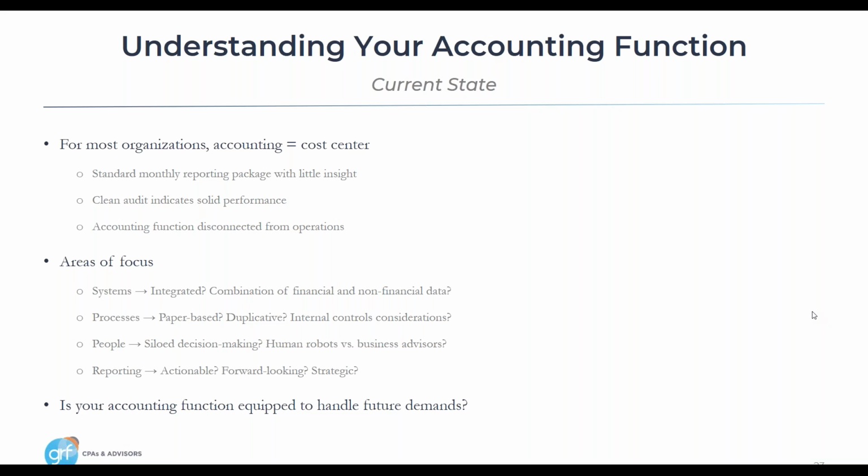And then finally, and again, I already touched upon it, but when it comes to reporting, are you getting actionable reports? Are they allowing you to execute on your goals? And so really the main question that you have to be asking yourself with respect to your accounting department is: is my accounting function equipped to handle the future demands of my organization?